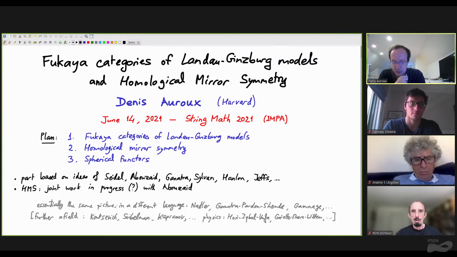Or further afield, there are completely different viewpoints on this. In math, from the work of Kontsevich, Soibelman, Kapranov, what's called the algebra of the infrared. And so the physics of this also originates in works of Hori and Vafa, Hori, Iqbal and Vafa, Gaiotto, Moore and Witten, probably many other people. So the viewpoint I'll give on this is pretty biased, and I would say it is what a traditional symplectic geometer would make of this rather than people from other backgrounds.